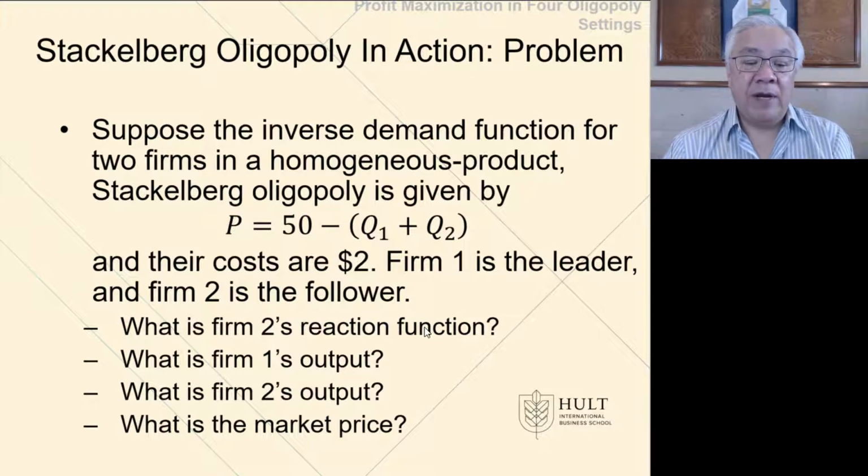Here's some data. We have an inverse demand function for the two firms where P equals 50 minus the sum of Q1 and Q2. And the costs are 2 for both the firms. Firm 1 is the leader, firm 2 is the follower. And the questions are, what is the reaction function for firm 2? What is the output for firm 1 and for firm 2? And what is the market price?